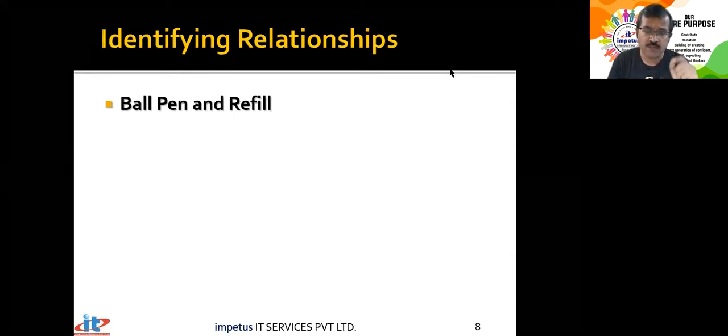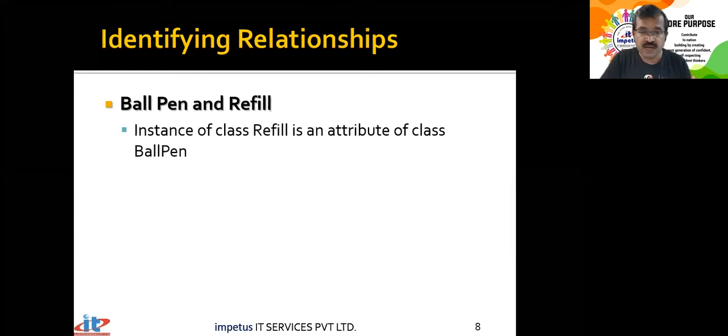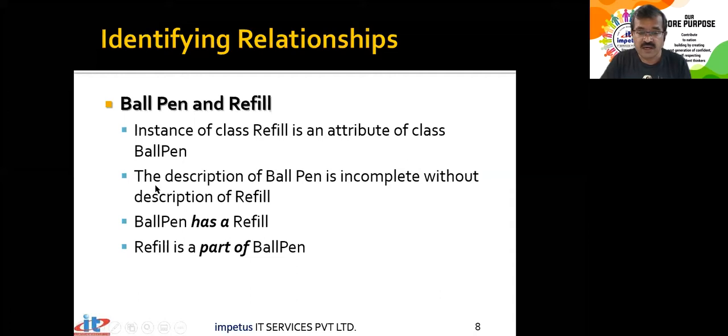Can you ever go on to describe ball pen without talking about refill? No, that's not possible. If I'm describing a ball pen, my description of ball pen will be incomplete without talking about a refill. I cannot even describe this particular refill without talking about ball pen. So an instance of class refill is an attribute of class ball pen. When I'm describing a ball pen, the class ball pen will have an attribute called refill. Refill is an object of a class called refill. It's composition relationship that we have. A description of ball pen is incomplete without description of refill. Refill is a part of ball pen.